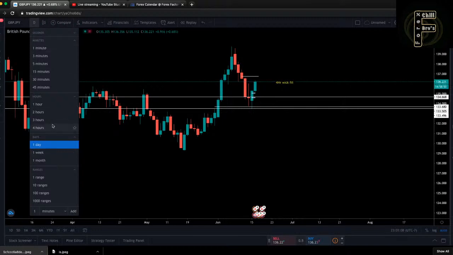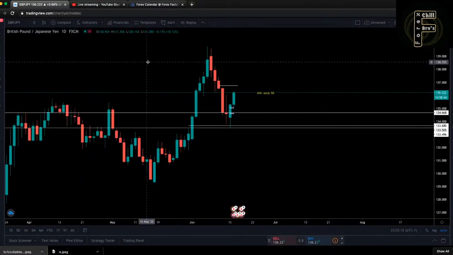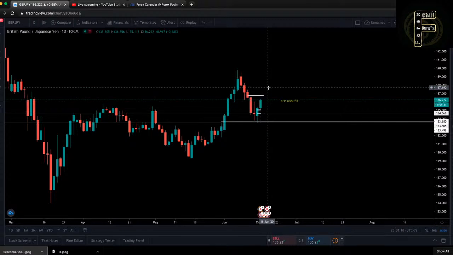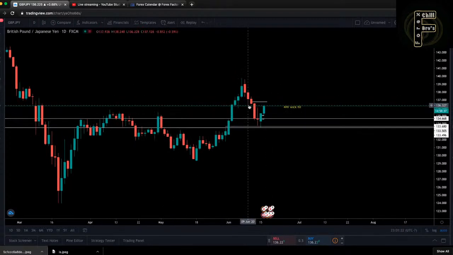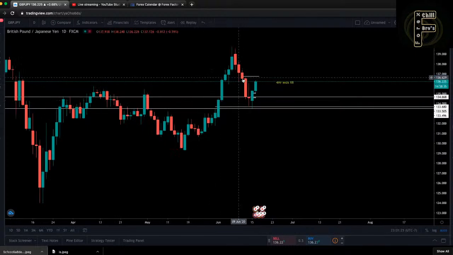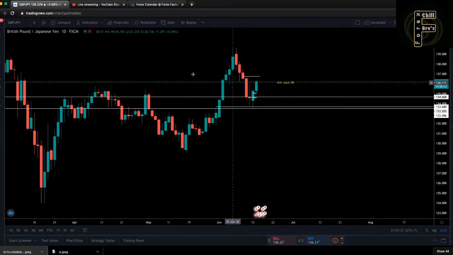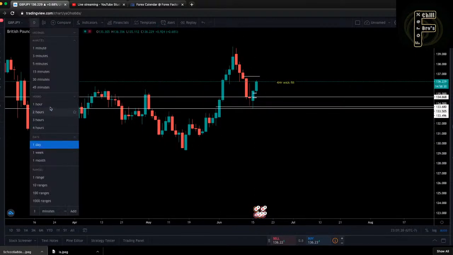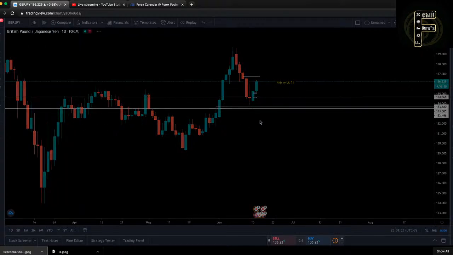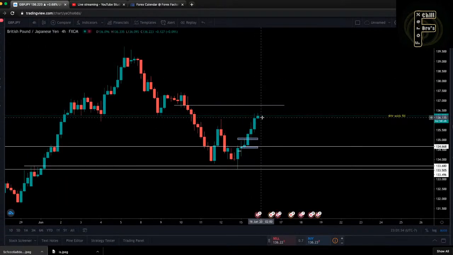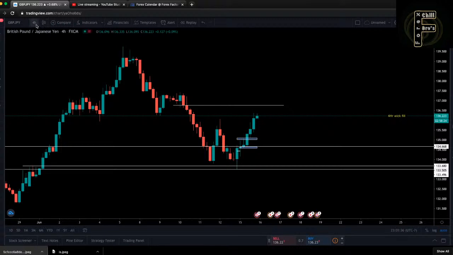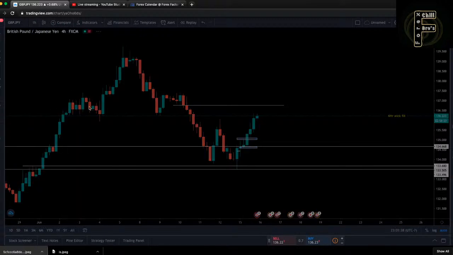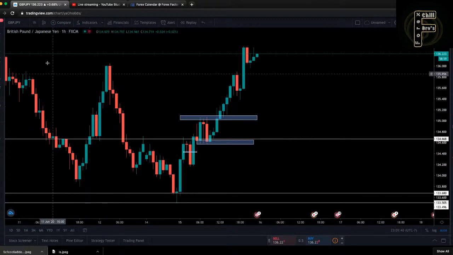So today, the pre-London. The daily candle is bullish, because when I take my trade, I use price action, and right now the daily candle is bullish. My 4-hour candle is also bullish. My hourly candle is bullish.